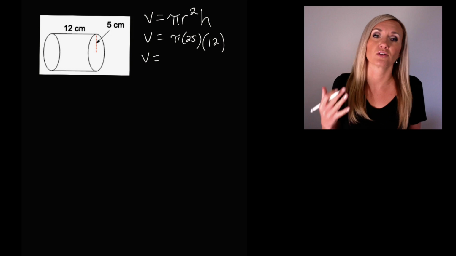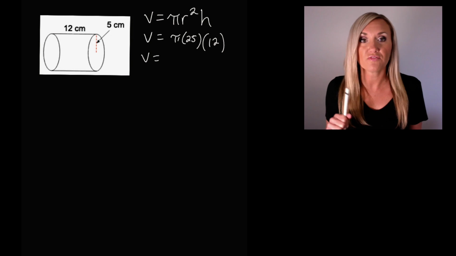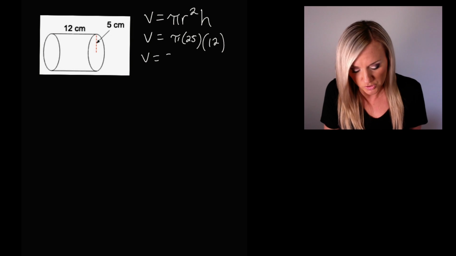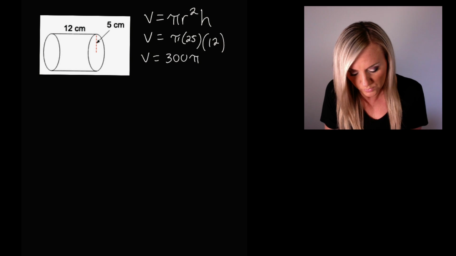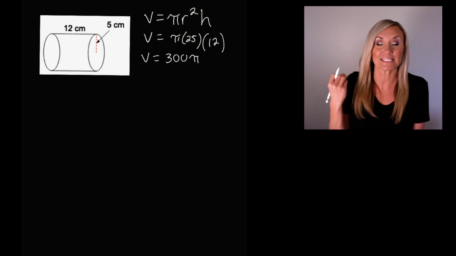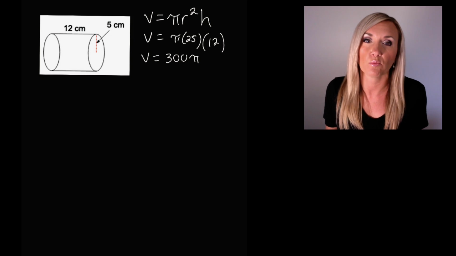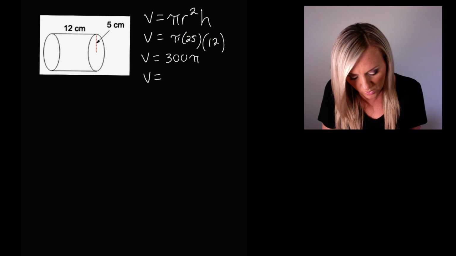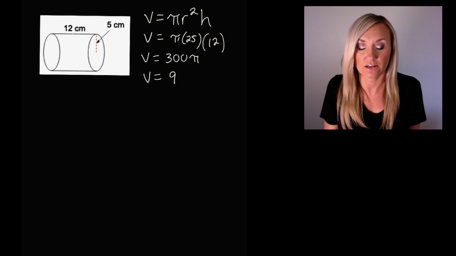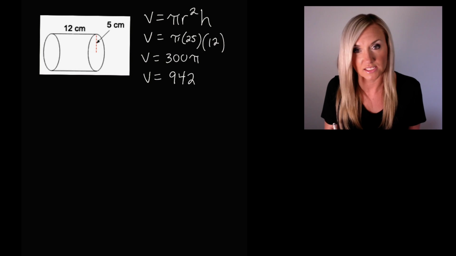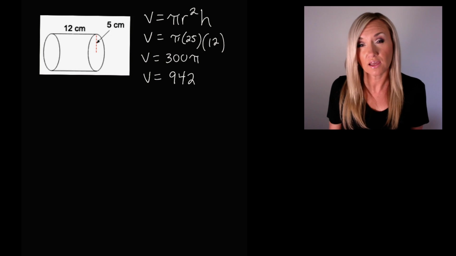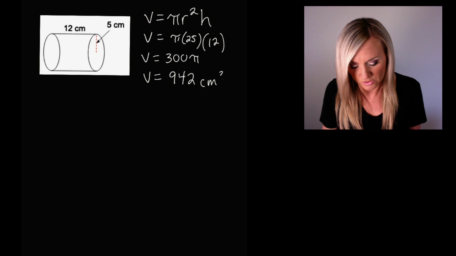I tried. Sorry, guys. All right, so 25 times 12 is 300. So 300 pi is the exact answer. Now, I would like the rounded answer, so please multiply by 3.14, and when we do so, our volume is 942 exactly, but please do not forget the units. It is centimeters cubed.